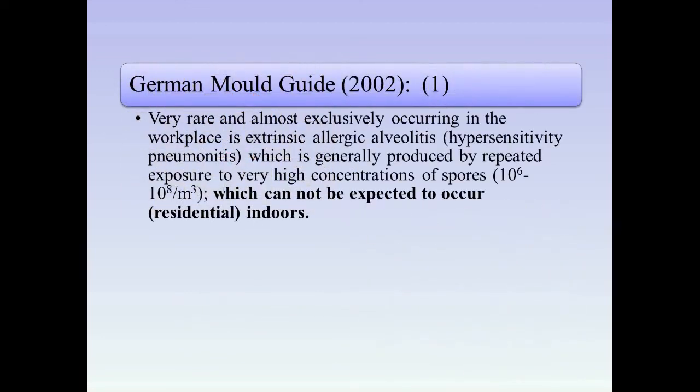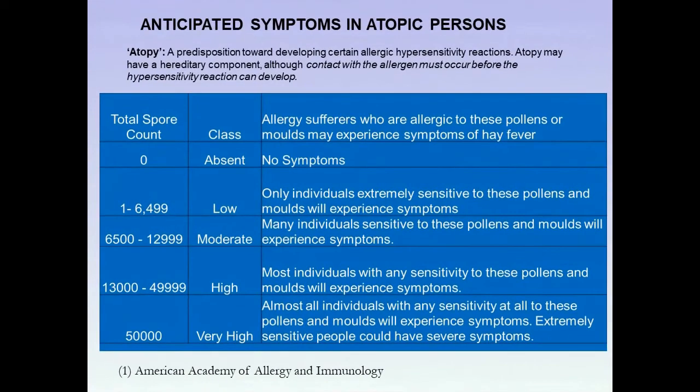So let's look at some of the references. German Mould Guide: very rare and almost exclusively occurring in the workplace is extrinsic allergic alveolitis, which is generally produced by repeated exposure to very high concentrations of spores, that is 1 million to 100 million, which cannot be expected to occur in residential properties, basically. And anticipated symptoms by atopic persons. Atopy is a predisposition towards developing certain allergic hypersensitivity reactions.